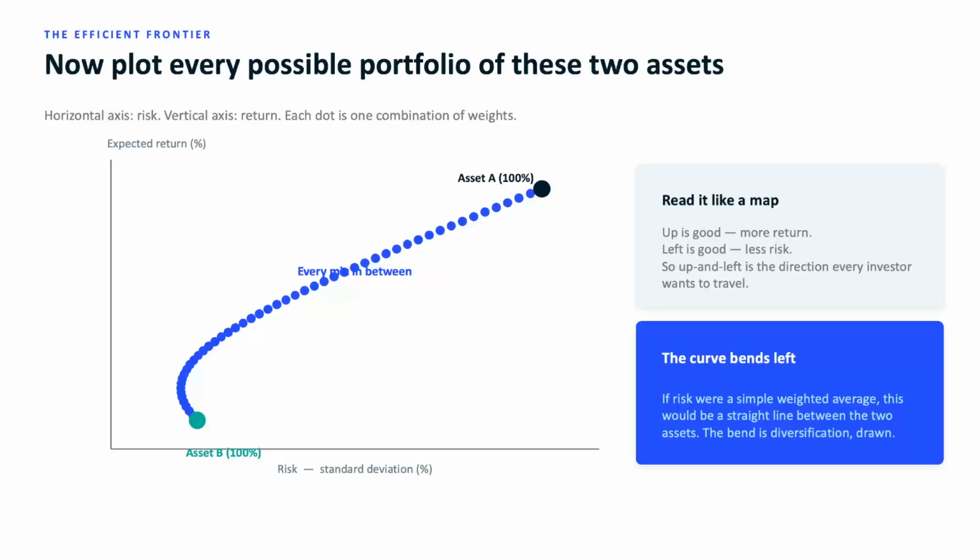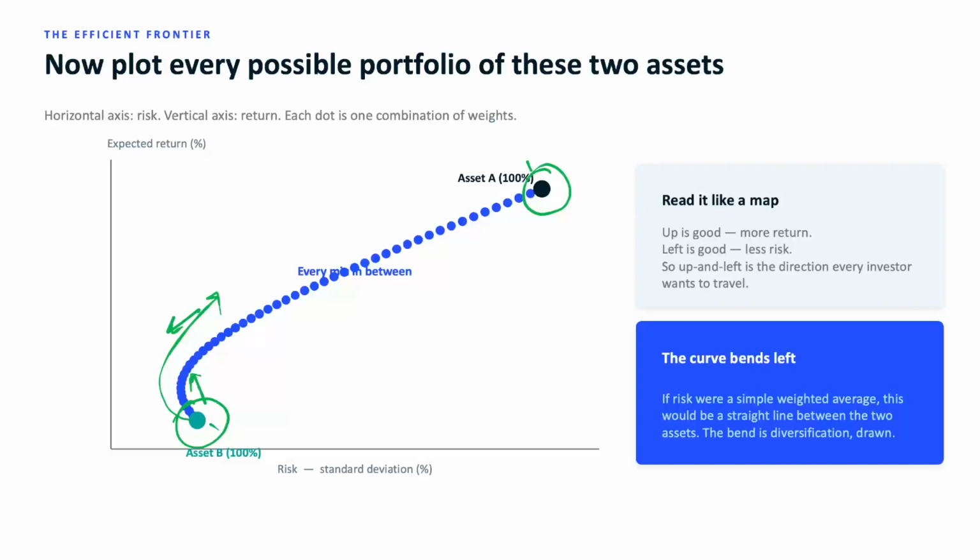Same fact. So when you look at this curve, you have two specific situations: 100% asset A here, and 100% asset B here. The idea is, when you mix a combination of these, you also want to move up and you also want to move to the left. And that is why you see this bulge towards the left. Every investor is trying to move up and to the left at the same time.